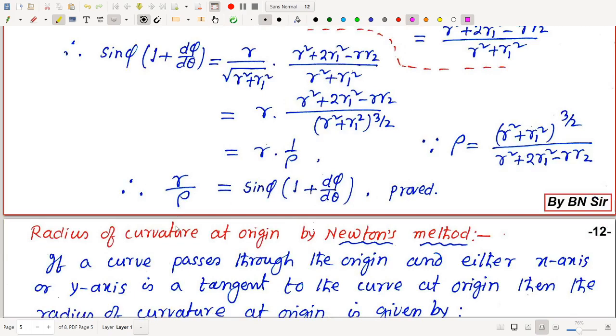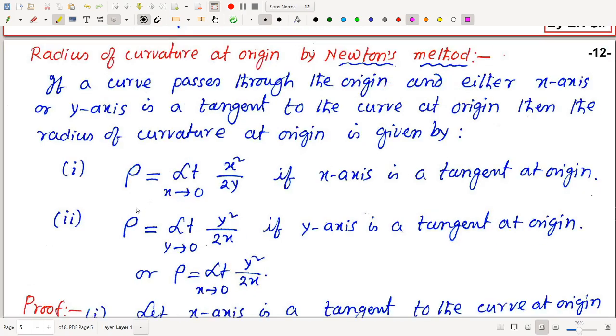Proved. Now we see radius of curvature at origin by Newton's method. How to find radius of curvature at origin by Newton's method without finding derivatives, without using dy by dx, d²y by dx², etc. One easy method, but in some special cases only. So what is the method? If a curve passes through the origin, and either the x-axis or the y-axis is a tangent to the curve at origin. That is important. Either the x-axis is a tangent or the y-axis is a tangent to the curve at origin.